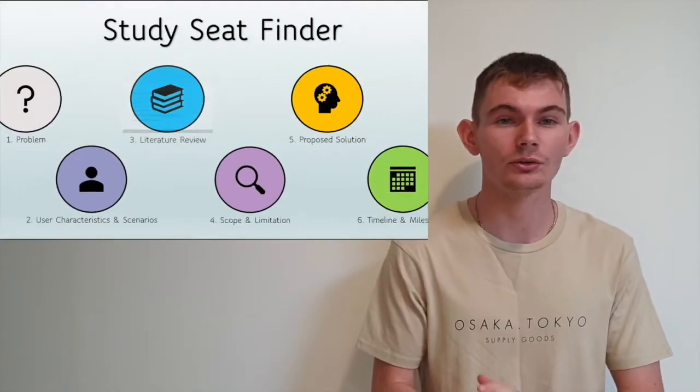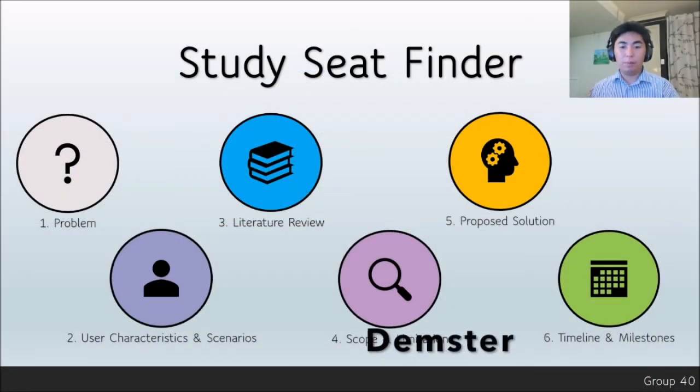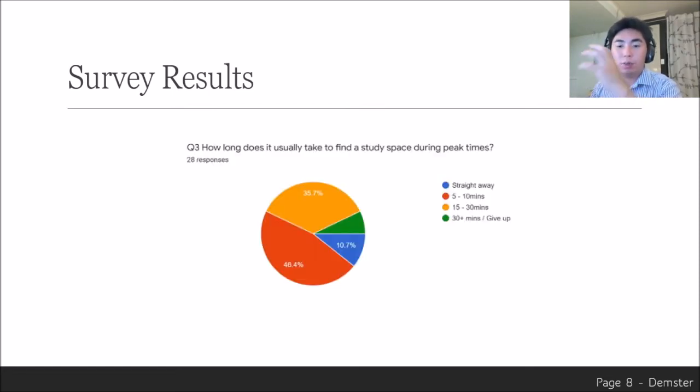So I'm going to pass on to Dempster to go over the technical design. And today I will discuss our scope and limitation and proposed solution. In order to incorporate a more user-centered design, we conducted an online survey which had 9 questions in it. The questions were a mix of scale, multiple choice, and open-ended. The first question that I would like to emphasize is how long does it usually take to find a study space during peak times? And only 10.7% of our respondents said that they could find a study space straight away.